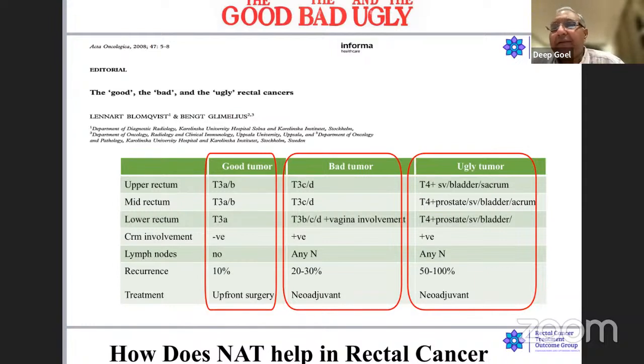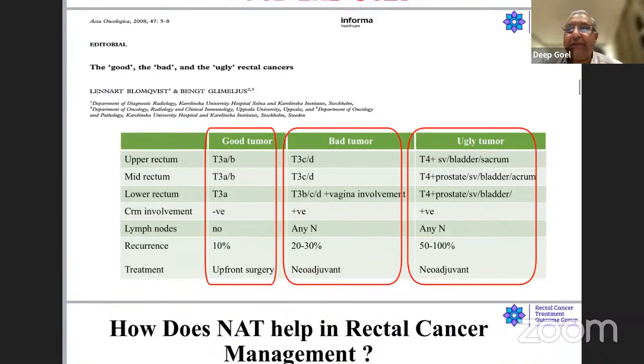And when we talk about bad tumors, that is the later part of the T3, C, D, and if there are positive nodes or involvement of adjacent structures like the vagina, then we give neoadjuvant treatment. They are classified as bad. And ugly tumors are mostly T4 plus tumors. Their chances of local recurrence are up to around 50 to 100%. You obviously give neoadjuvant treatment.